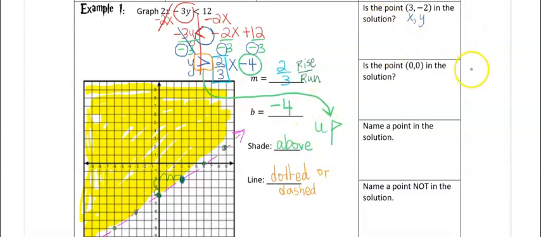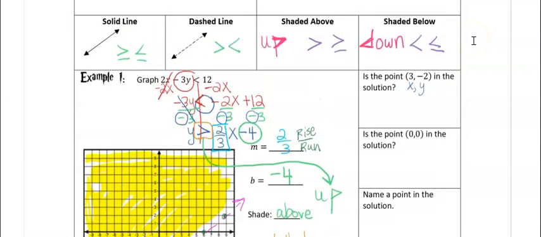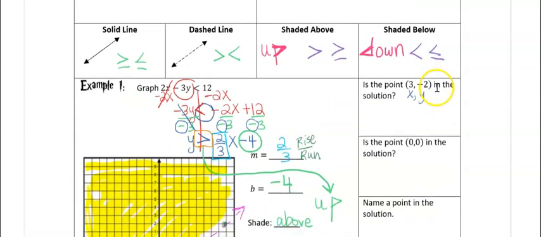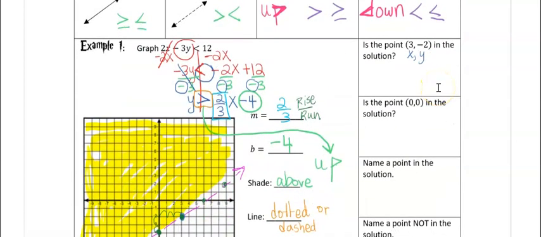So one of the things that we discussed above in our notes, right? If it's on a dashed line, it is not a solution. So 3, -2 is not going to be a solution. So we're going to write that down. Not a solution because it's on a dotted line.